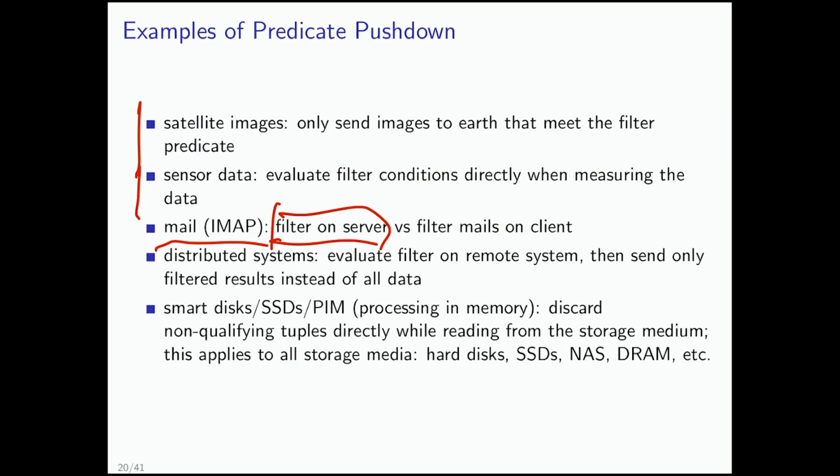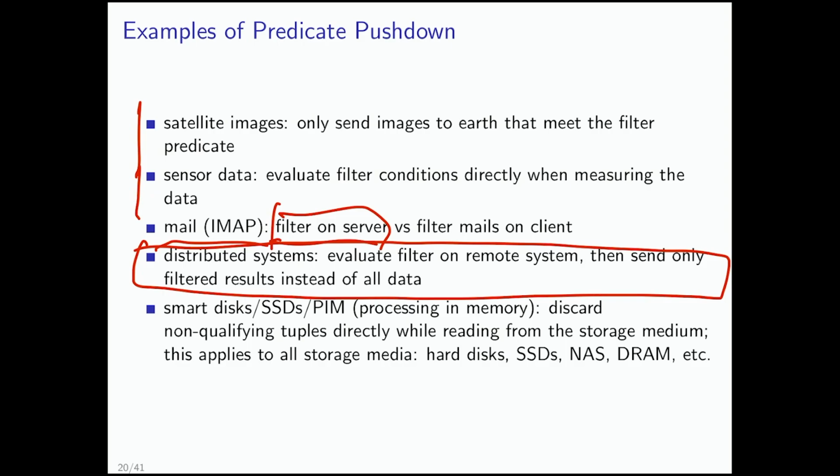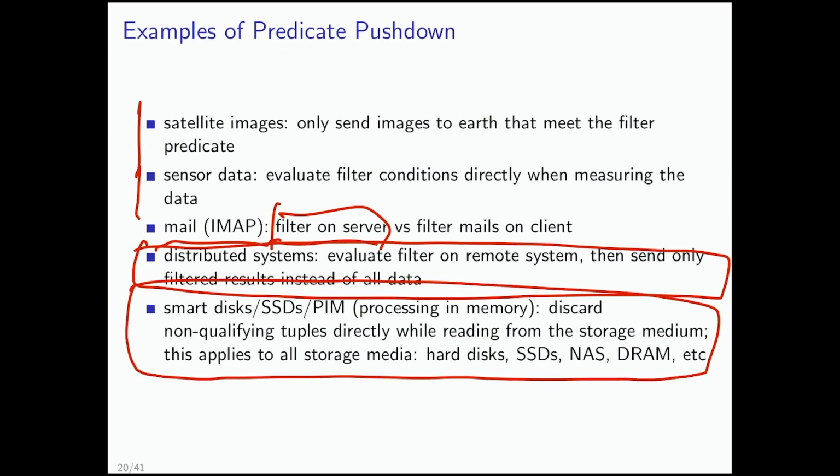In distributed systems, they're often limited by network traffic, sending something over the wire. And that's a very good strategy: filter stuff on the remote system and just send over the results. That's another example of a predicate pushdown. And a very interesting example is also what's called smart disks. There are many names for that. A more recent name is PIM, or processing in memory.